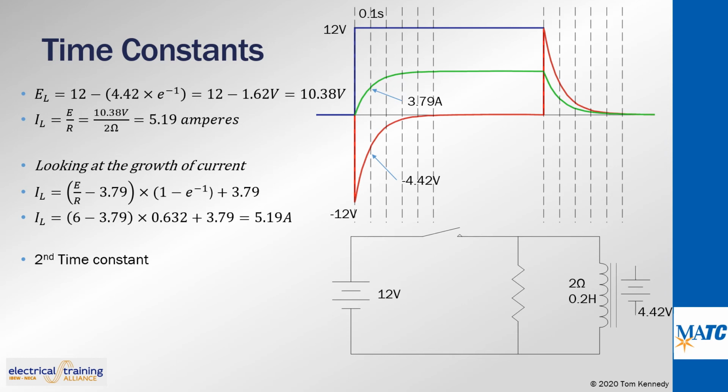Another time constant, or the next 1/10 of a second time period, the value of counter-EMF will continue to decay. The resulting CEMF will be about 36.8% of the remaining 4.42 volts. The CEMF has now decayed to a value of about 1.62 volts. The resulting applied voltage acting on the resistance will be about 10.38 volts, which will allow about 5.19 amperes to flow. Looking at the current by itself at the first time constant, the value of current will be 3.79 amperes. The remaining difference in current will raise another 63.2% during the next 1/10 of a second. Therefore, after 2/10 of a second, the amount of current will rise to approximately 5.19 amperes.